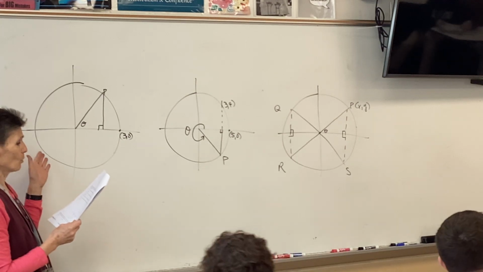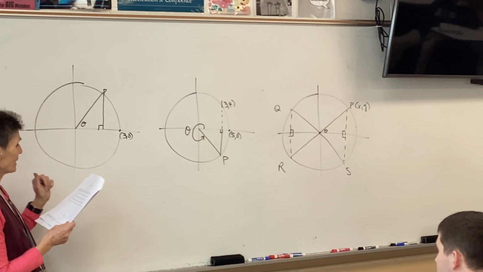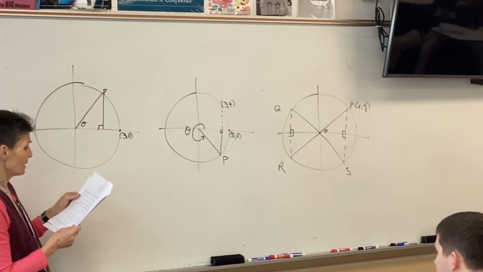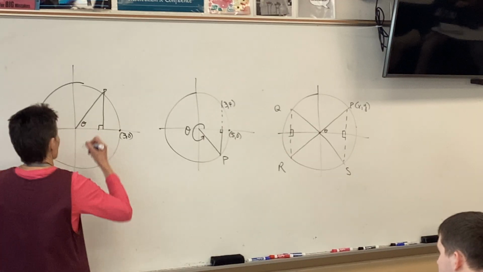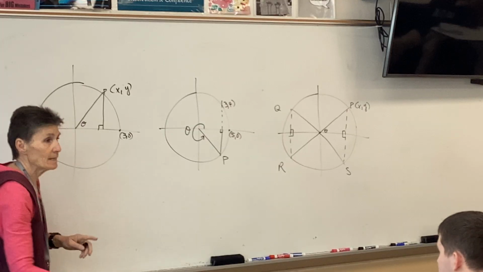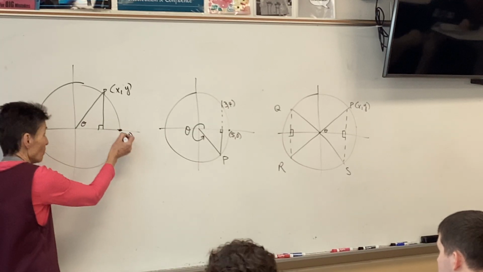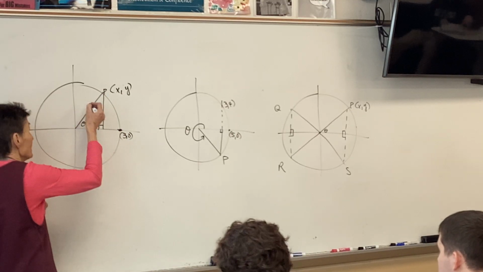Circle, center at origin, theta in standard position, terminal ray of the angle intersects the circle at point P. Here's the terminal ray of the angle. Coordinates of P are x, y. What's the cosine? Now, pay attention to this. What does that tell me? Since that's the point 3 comma 0, I know my radius is 3.